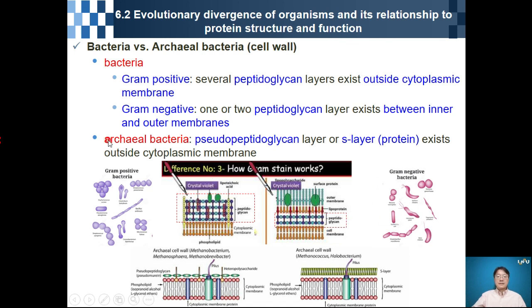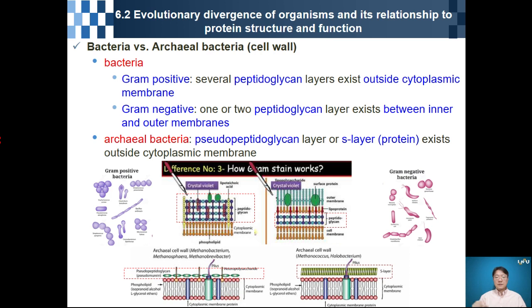How about the archaeobacteria? Archaeobacteria have a pseudo peptidoglycan layer. The structure looks like the peptidoglycan, but is not exactly the peptidoglycan. So we call it a pseudo peptidoglycan layer or the S layer. The S layer is composed of proteins. The S layer exists outside the cytoplasmic membrane.